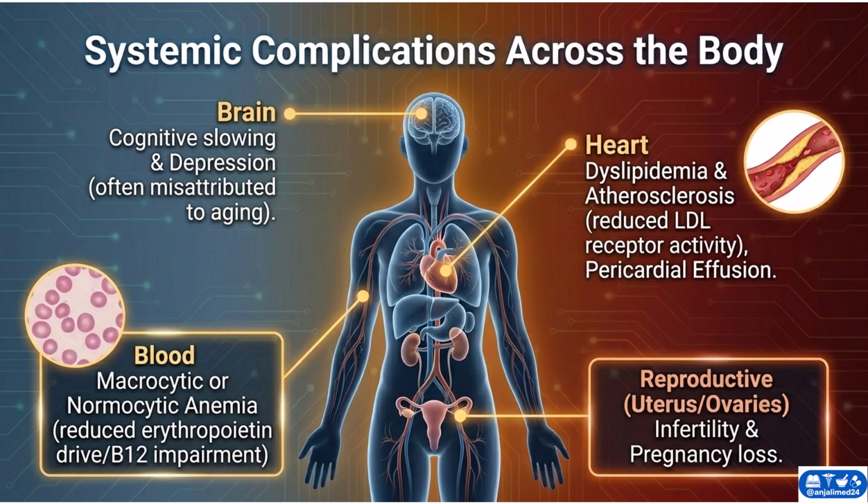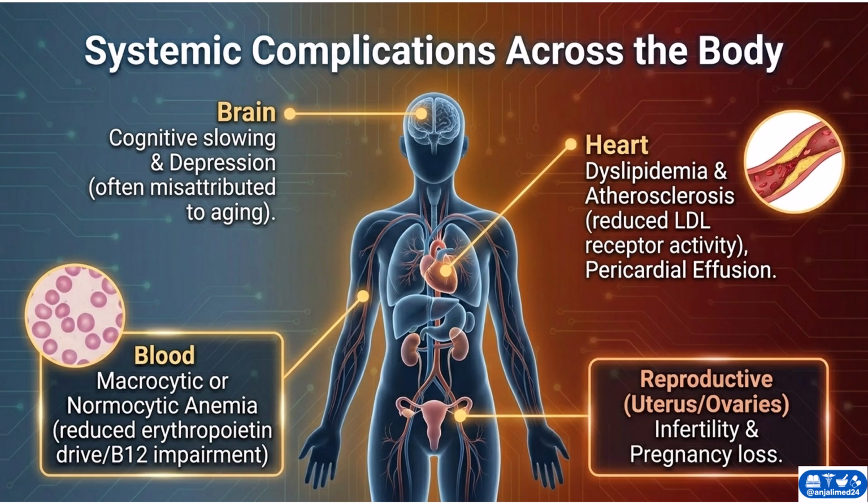In the cardiovascular system, hypothyroidism increases LDL cholesterol, accelerating atherosclerosis. In severe cases, it also may lead to pericardial effusion and reduced cardiac function. In the blood, patients may develop normocytic or macrocytic anemia, contributing to fatigue. This occurs due to reduced erythropoietin production and, in some cases, associated vitamin B12 deficiency.